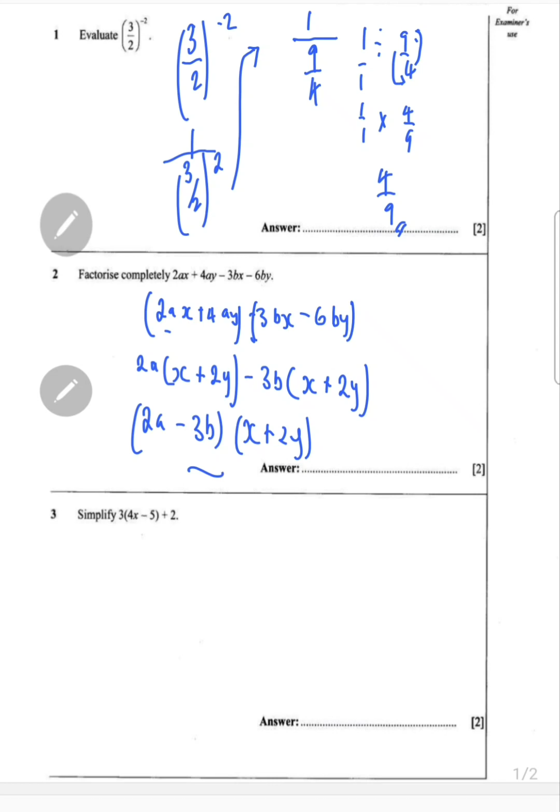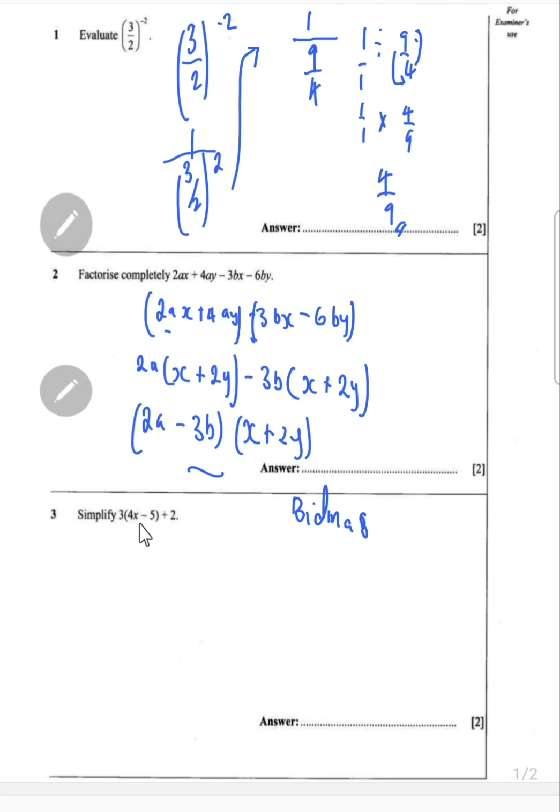Okay, we got the next question, question 3. Simplify. We have 3 open bracket, then 4x minus 5 plus 2. We need to simplify that. So how are we going to do that? If we're to use BODMAS, so we have brackets, indices, division, multiplication, addition, and subtraction. So we have to solve what is inside the brackets first.